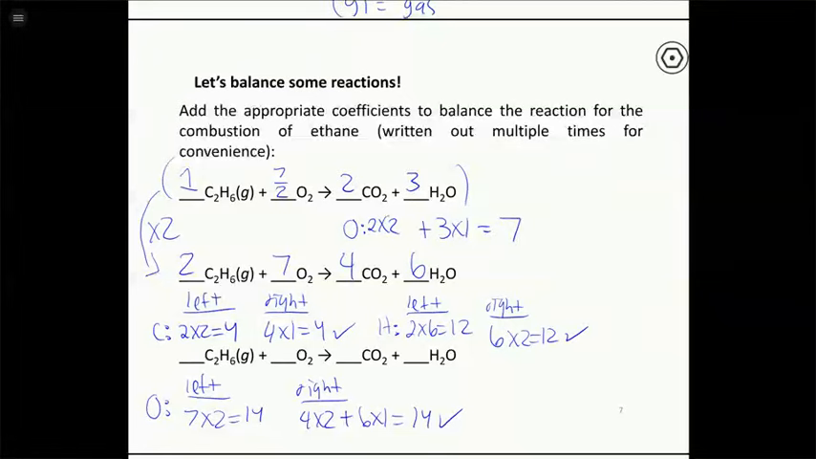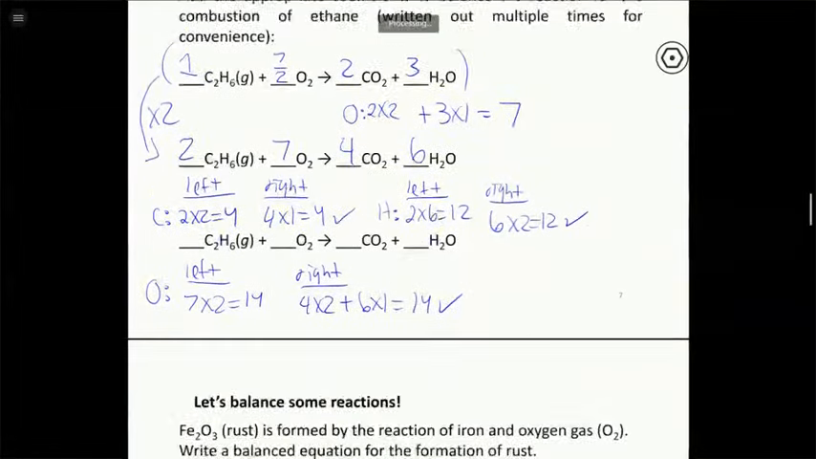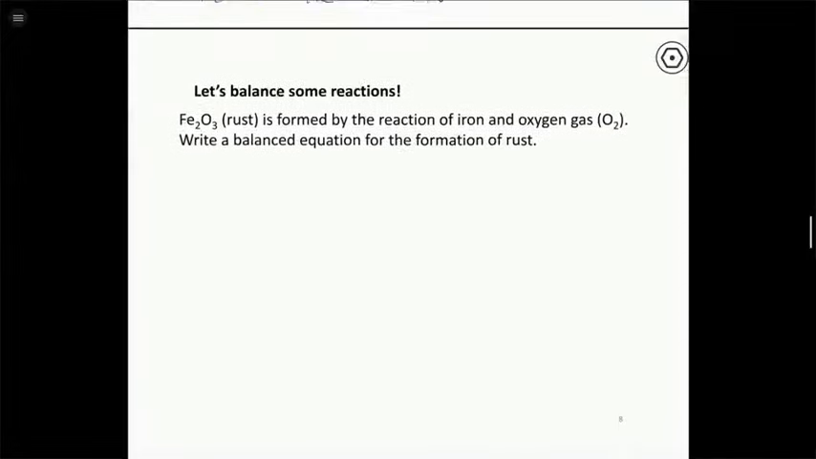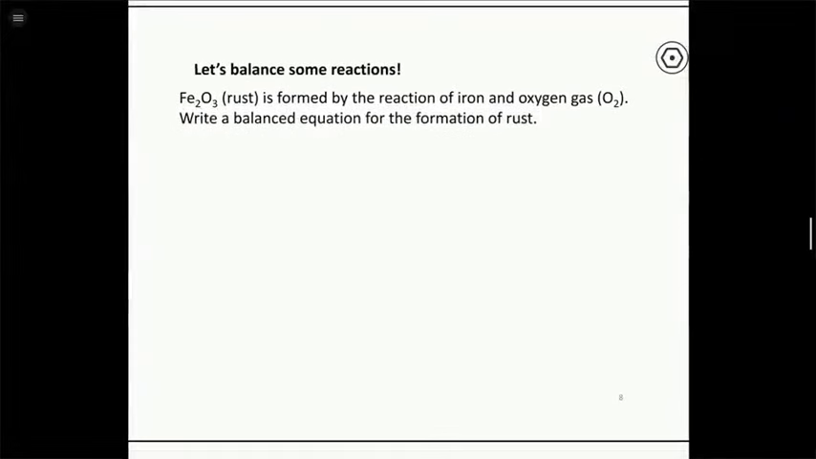All right, let's do a couple more of these, just to get some practice with different types. All right, so rust, Fe2O3, which we call rust, is formed by the reaction of iron and oxygen gas. Oxygen gas has the formula O2, and we want to write a balanced equation for the formation of rust. All right, so iron just has the formula Fe.